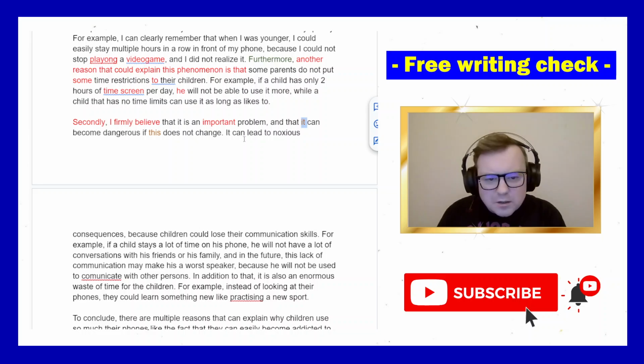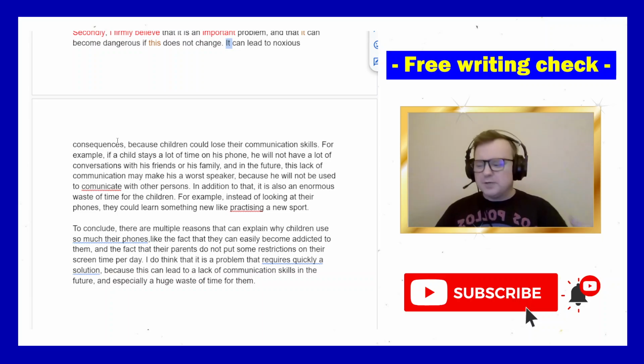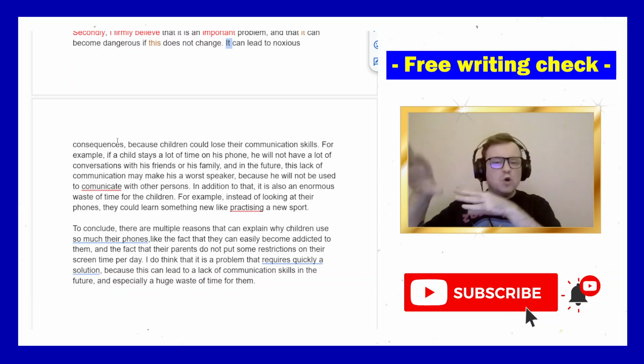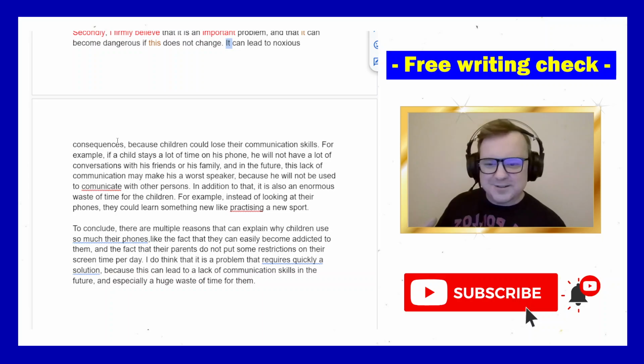Okay. It can lead, again, we get this "okay, it can lead to noxious consequences." Okay, but tell me, present your argument. Tell me what the consequences are earlier. We don't want to say it can be bad. It can be really bad. Oh, it's really serious. Tell me what the negative side is early.